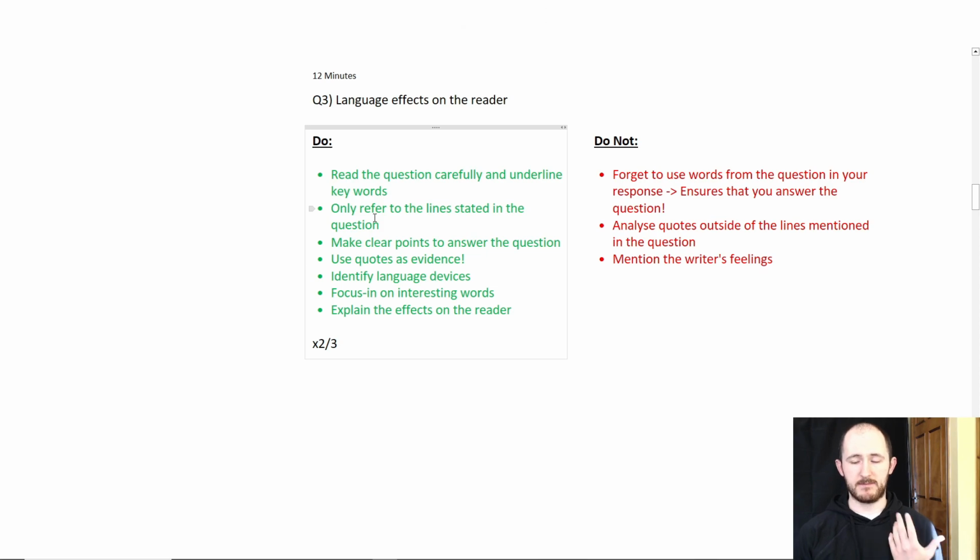But what sometimes happens is that it might say lines 15 to 24, and then someone uses a quote that goes on to line 25, or it starts on line 17 or something like that, which essentially they'll just black mark and they won't mark it at all. So it won't go against you, it just means you're not gaining any marks for anything, which means it's pointless writing it.